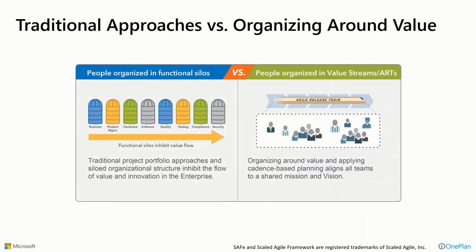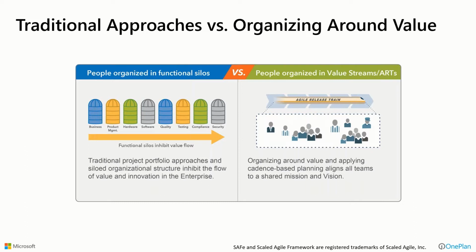So traditional approaches in organizations, and traditional project and portfolio management, tend to be a little bit matrixed, where we have silos in the organization that deliver certain types of capabilities. These silos will often inhibit the flow of value. Because we're matrixed, our projects sometimes have to borrow and beg for resources from these different areas to get them to come together.